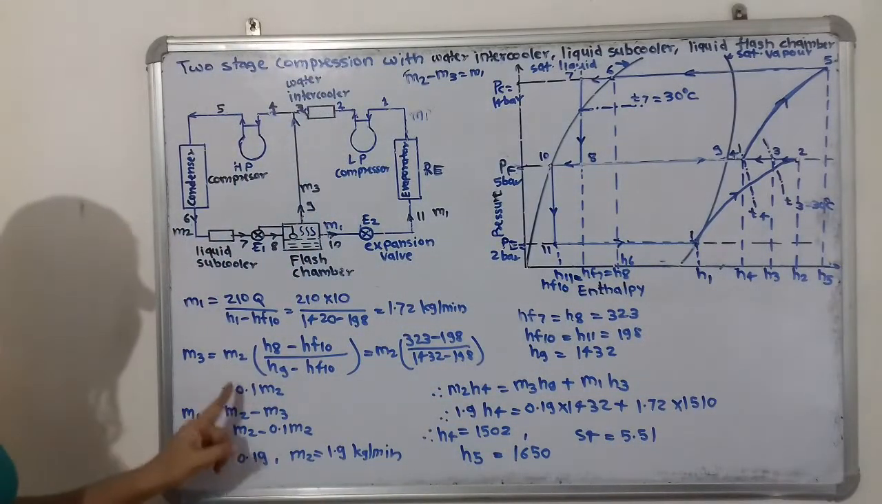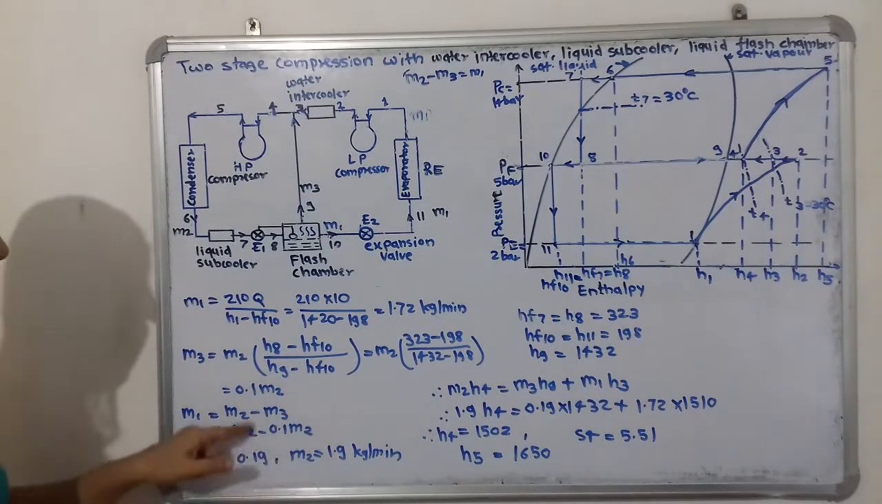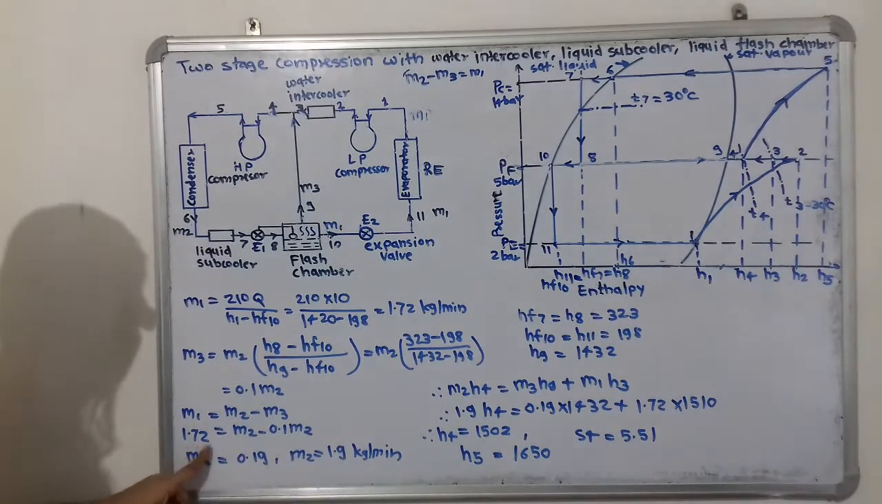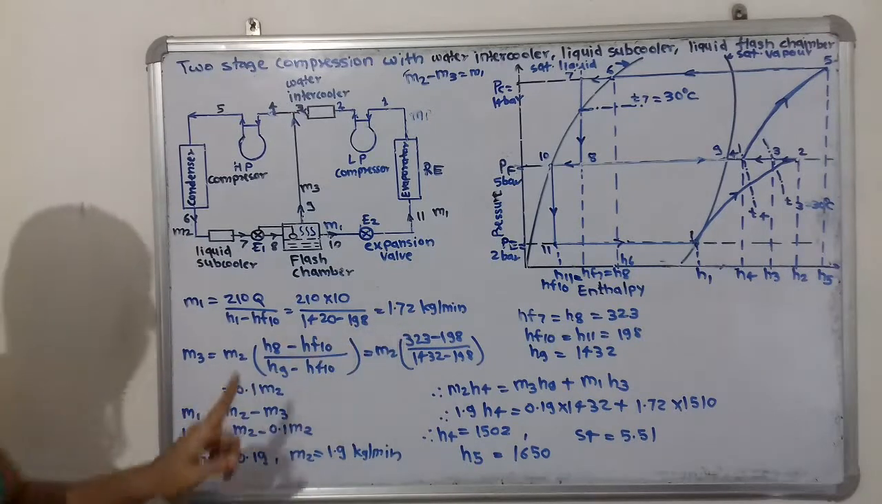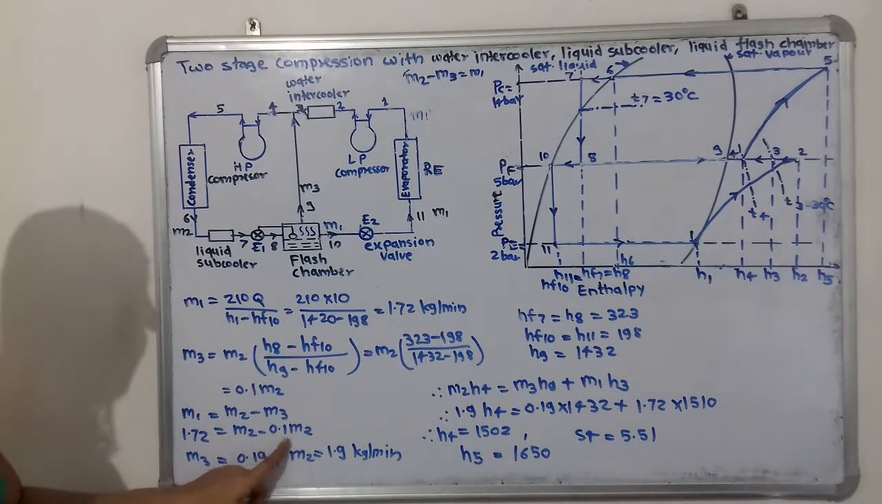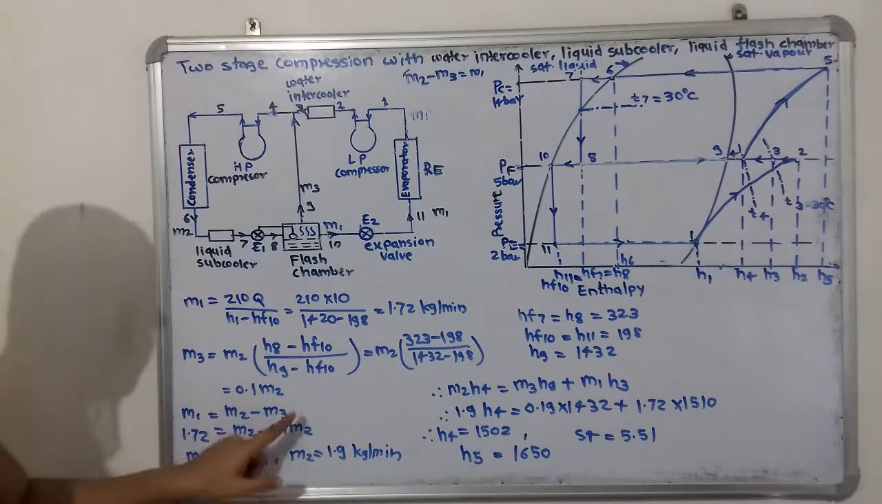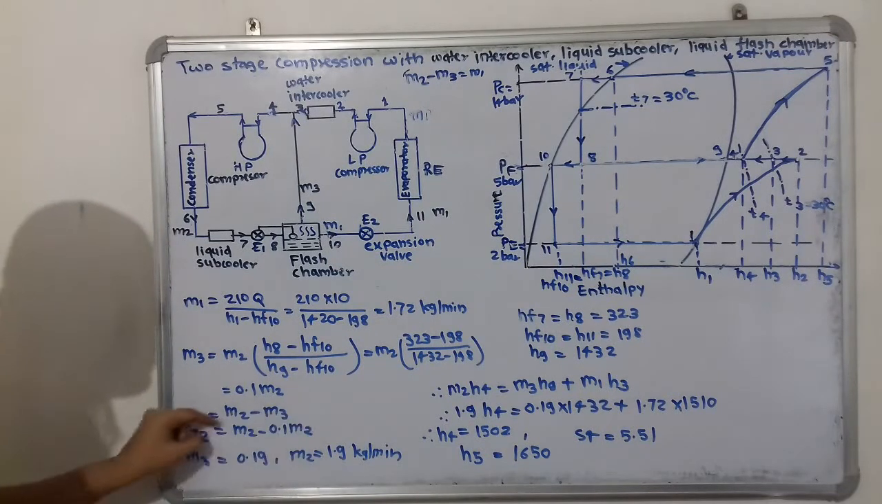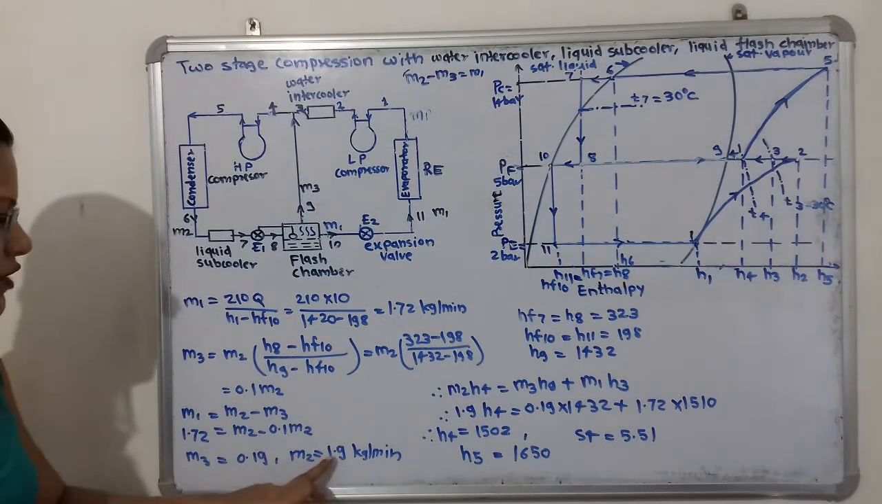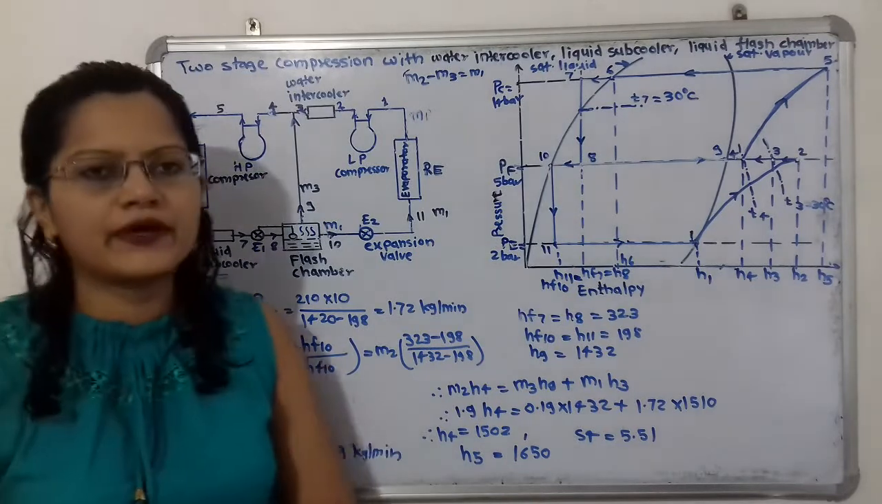So this M3 is equal to 0.1 M2. So when we put it here, we get 1.72, that is M1, which is equal to M2 minus 0.1 M2. So from this equation we can calculate M2. We can take M2 as common. So M2 is equal to 1.9 kilogram per minute.